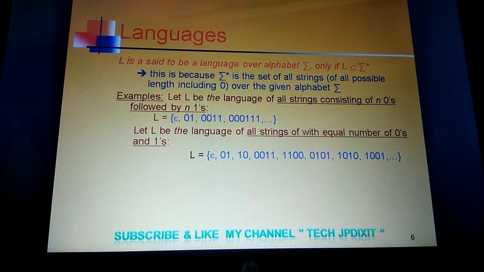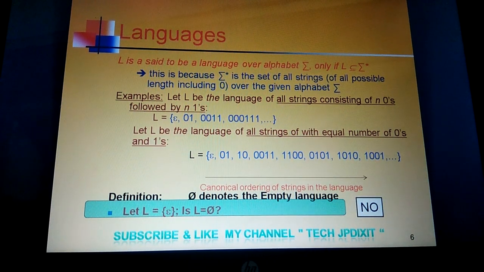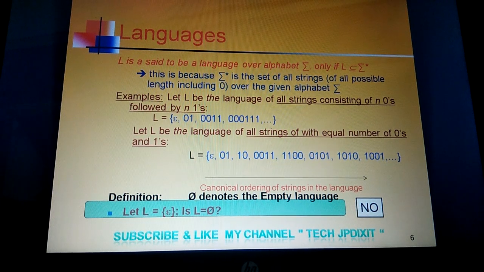Let L be the language of all strings with an equal number of zeros and ones, that is, the number of zeros and ones are equal, including epsilon. Canonical ordering of the strings in the language. Empty set denotes the empty language. L is equal to the empty set. L is empty.